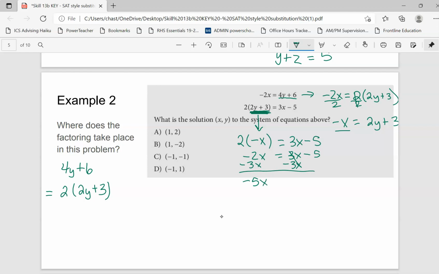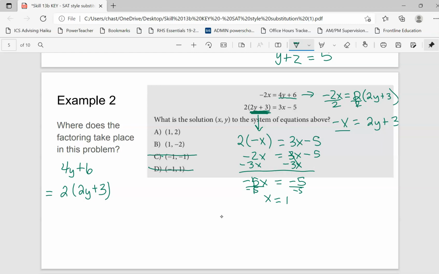That gives me negative 5x equals negative 10. Whoops, negative 5. Not sure why I put negative 10 there. Which means that x equals 1 when I divide both sides by negative 5. Okay? So you know x is 1. We can eliminate c and d.